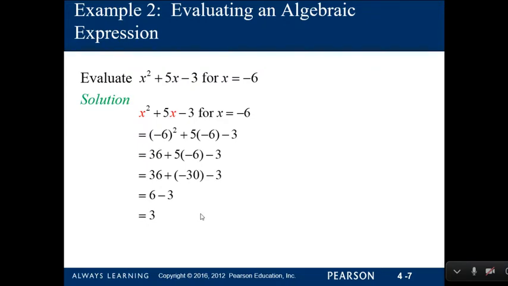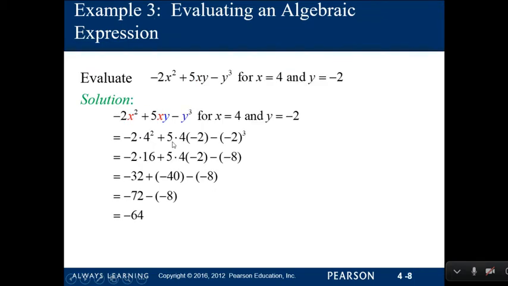Here's another one. Now this one has more variables. x squared plus 5x minus 3 is the algebraic expression, and it wants you to evaluate when x is equal to negative 6. Now, this is where it is very important that you put the negative number in parentheses, okay? So notice right here, they replaced the x with negative 6, and they put the parentheses around the negative 6.